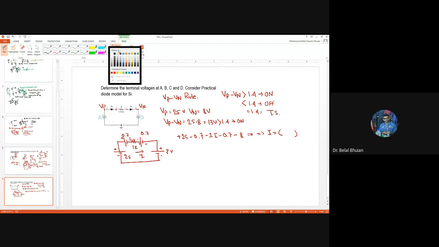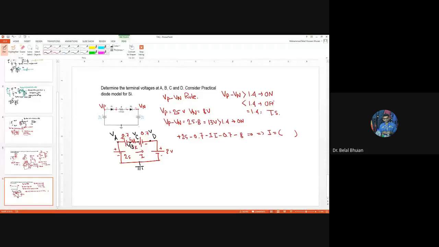Then what did it ask? We need to determine voltage at A, then B, then C, then D. A and D is very easy. Why? Because we already learned that in order to determine any terminal voltage, all we have to do is start from ground and then go to the corresponding terminal. So let's say this voltage is VA here, this is VB, this is VC, and VD.